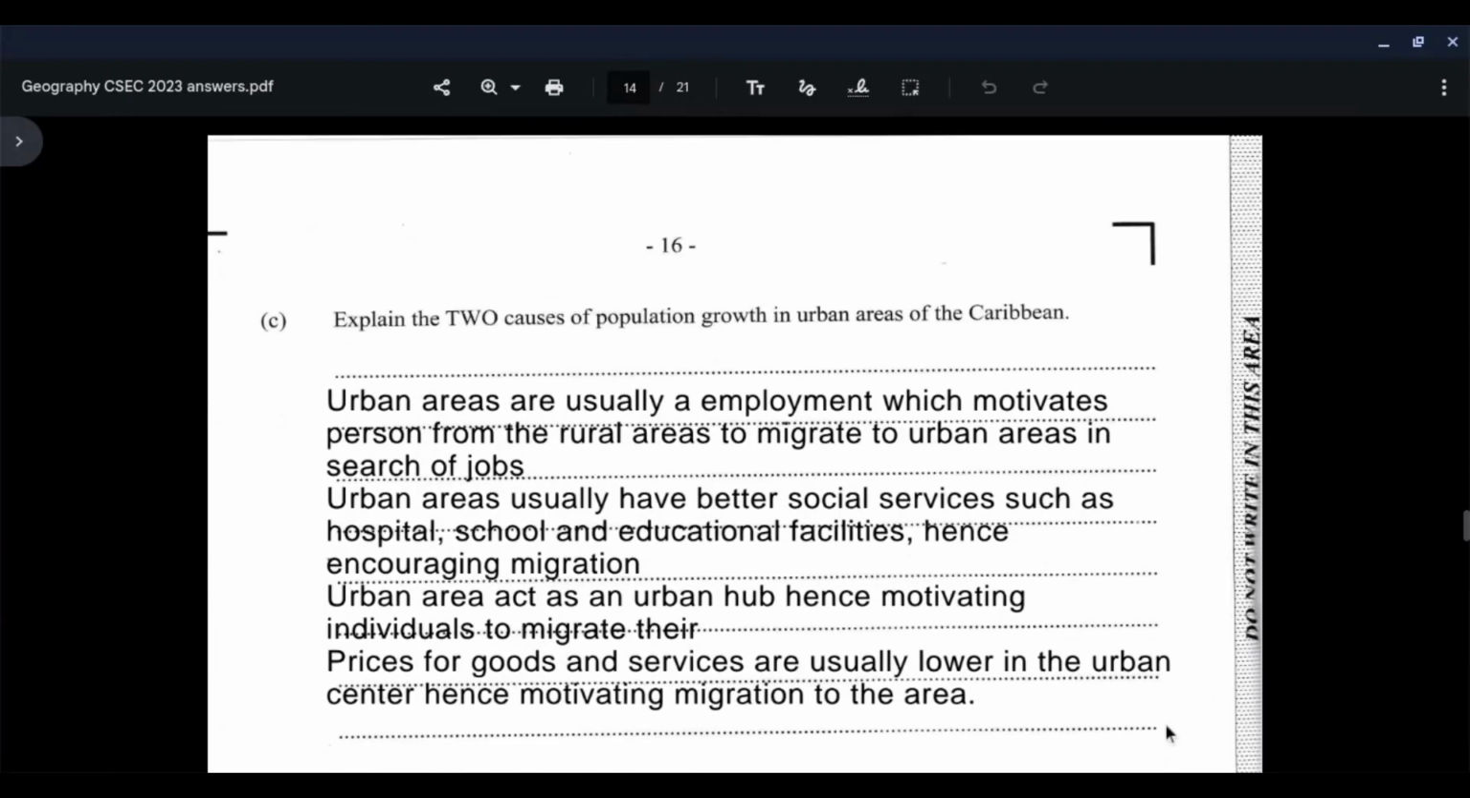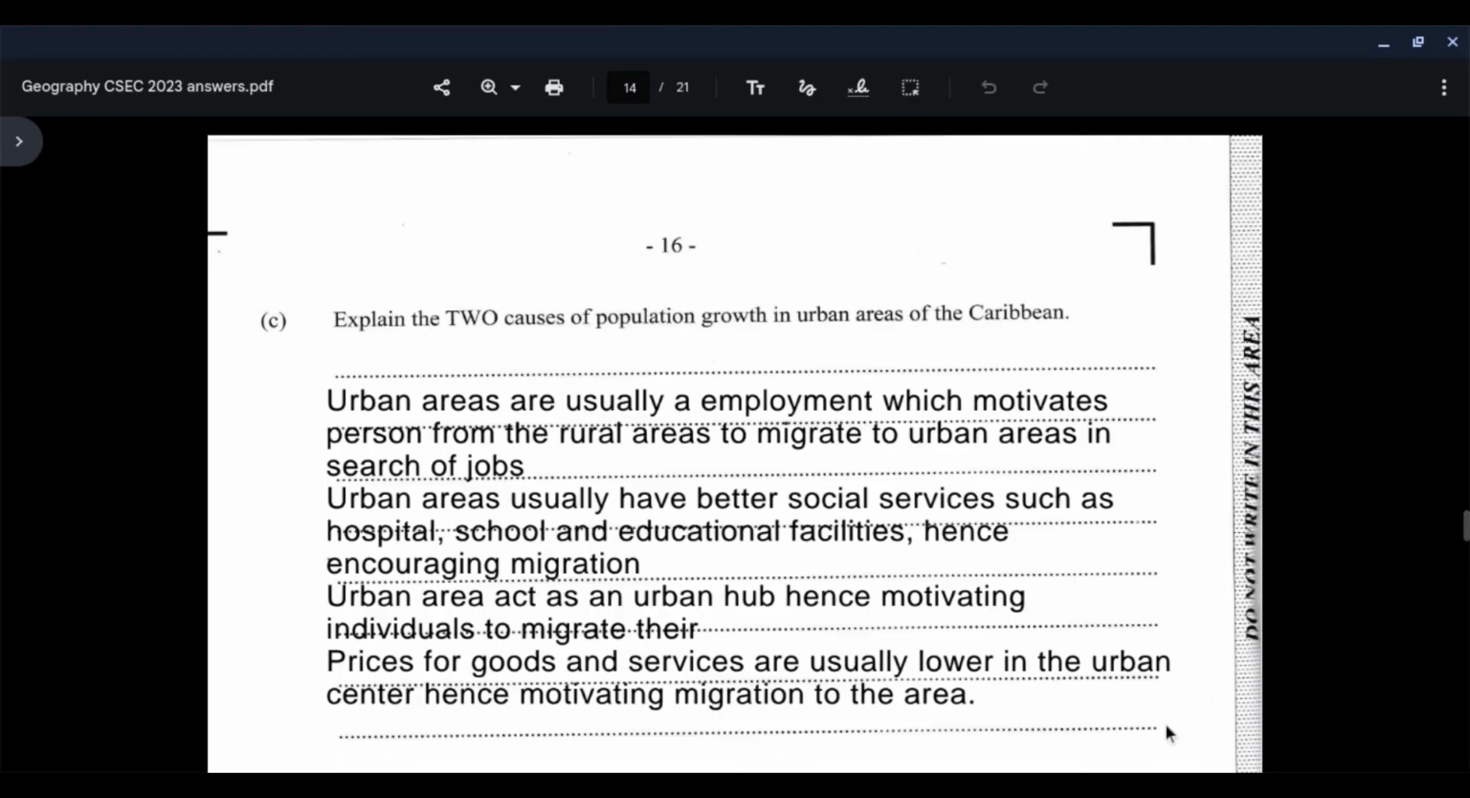Part C to the question asks that you explain two causes of population growth in urban areas in the Caribbean. Reasons why there is an increase in population in urban cities in the Caribbean include: 1. Urban areas are usually an employment hub, which motivates persons from rural areas to migrate to urban areas in search of jobs. 2. Urban areas usually have better social services such as hospitals, schools, and educational facilities, hence encouraging migration.